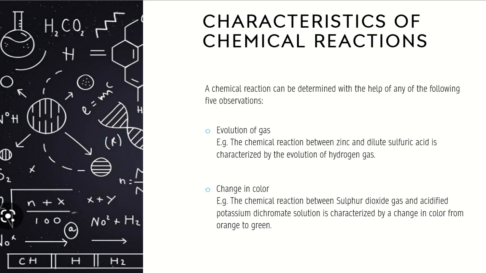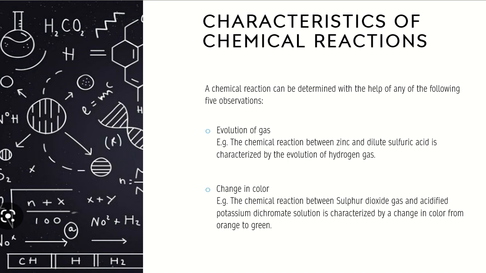Now let's talk about characteristics of chemical reactions. A chemical reaction can be determined with the help of any following five observations. Meaning, if you have observed any of these things, you can say that a chemical reaction is occurring. Evolution of gas. I'll give you examples for all of them. So, evolution of gas. In the chemical reaction between zinc and dilute sulfuric acid, there is evolution of the hydrogen gas.